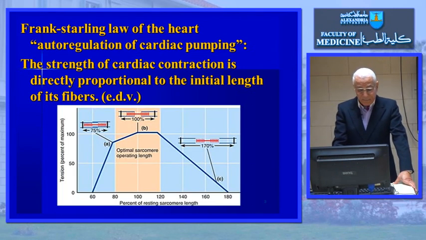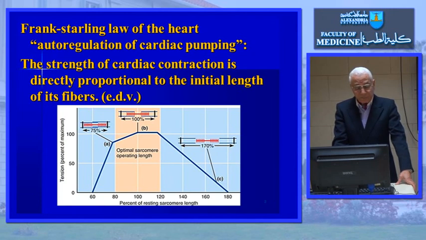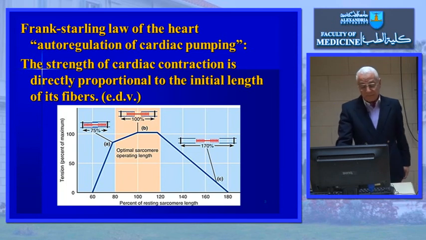This simple diagram explains the relation between the length of the muscle, on the horizontal axis, and the tension or strength of contraction, on the vertical axis. The more the initial length, the more the end diastolic volume, the more the strength of contraction, within limits. If the muscle is overstretched, what happens? The strength of contraction becomes weak due to tearing in the muscle fiber.